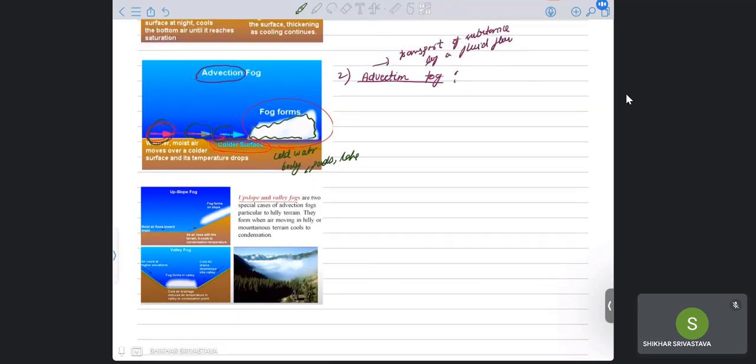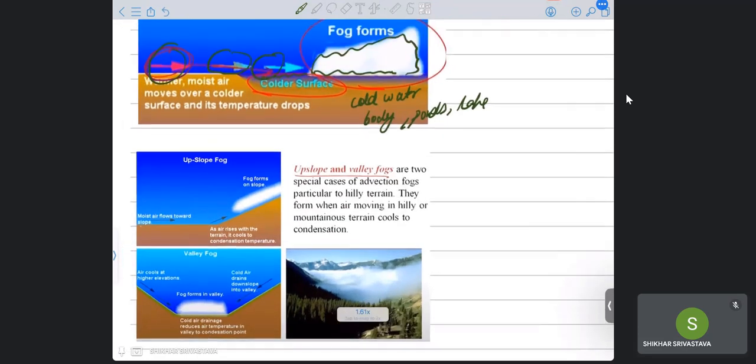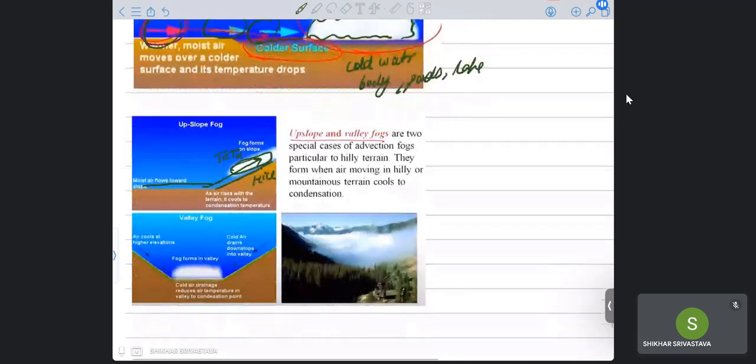And then there are fogs which form in hilly regions, called upslope and valley fogs. As given in the schematic, for upslope fog, suppose there is a hill and some moist air is flowing in this direction. Then due to the terrain, this warm moist air will start moving upward, and as it moves upward it will cool down, and at a point its temperature will become equal to the dew point temperature, and clouds will form.